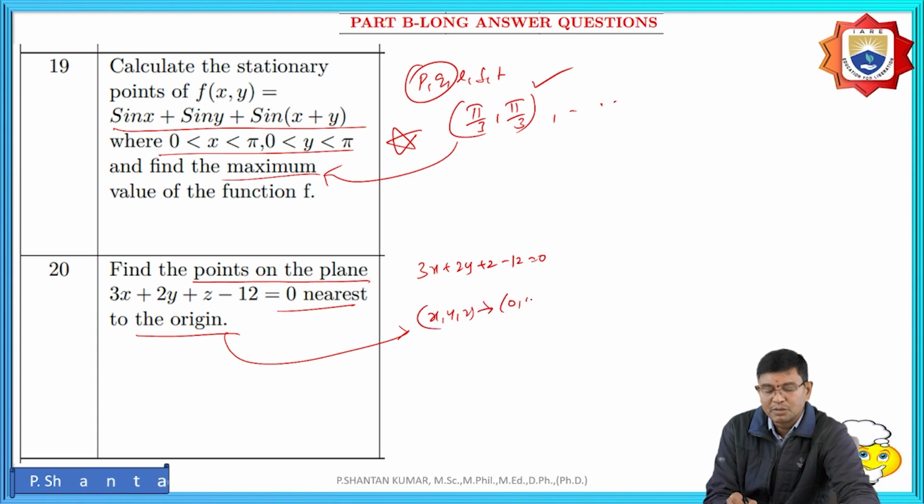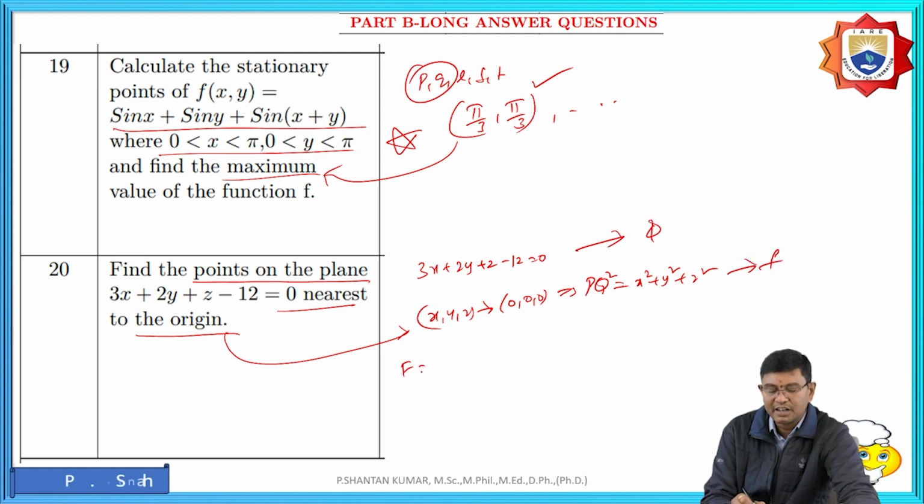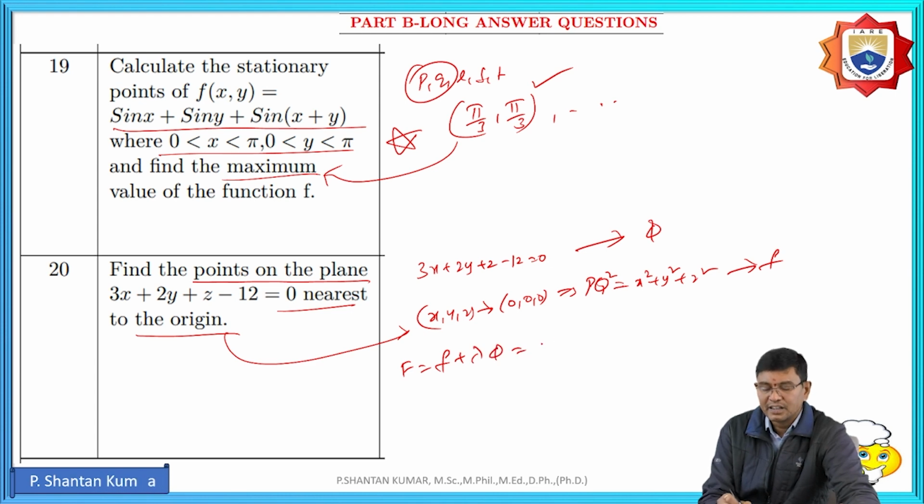That is, the origin is (0, 0, 0). That means PQ squared is equal to x squared plus y squared plus z squared. Here it is considered pi and it is considered F. Therefore, capital F is nothing but small f plus lambda into pi. That is, F is x squared plus y squared plus z squared plus lambda into (3x plus 2y plus z minus 12).